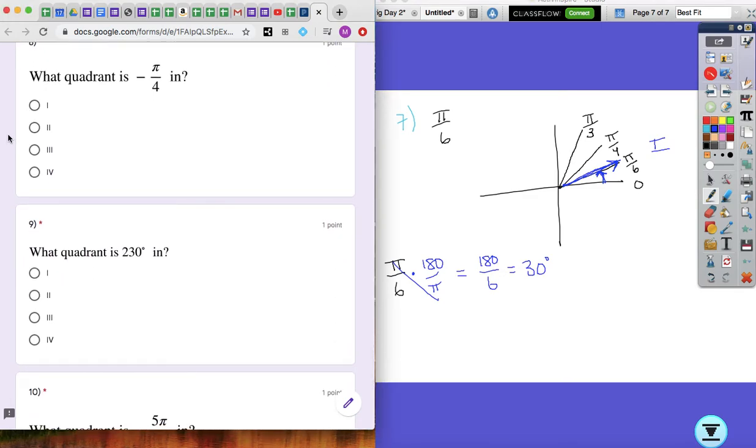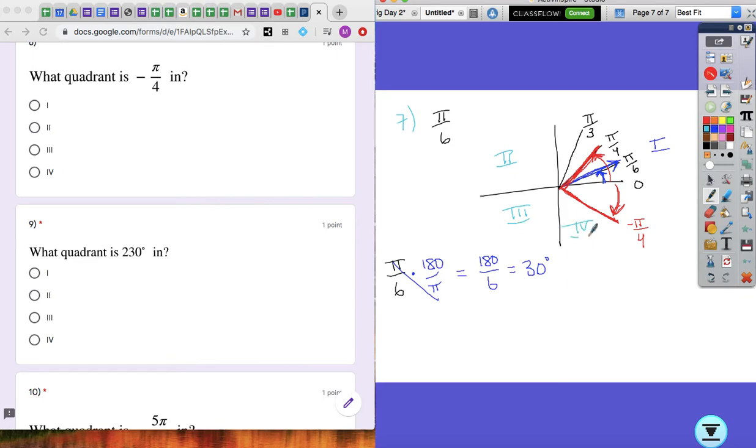All right, negative pi over 4. Well, I just want to show you, pi over 4 is right here. It's right smack dab in the middle of this quadrant. That's positive pi over 4, going counterclockwise. If I went clockwise the same amount, this direction, that would be negative pi over 4. Going the exact same amount, just going the other direction, clockwise. So negative pi over 4 would be here in the 4th quadrant. Remember, this is quadrant 1, this is quadrant 2, quadrant 3, quadrant 4.